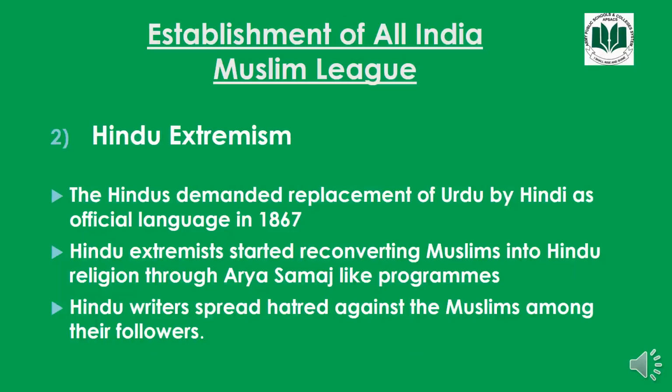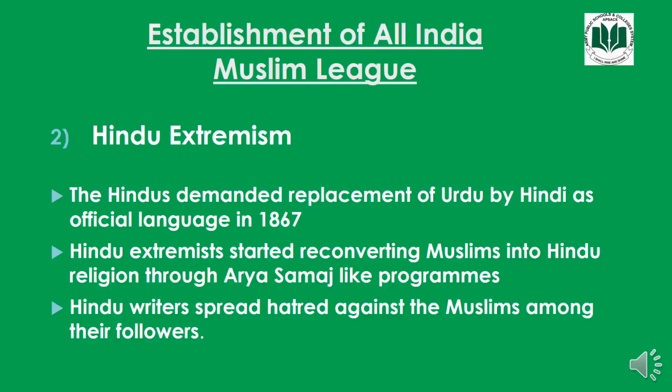The second point of the background of the establishment of All India Muslim League is Hindu extremism. The Hindus demanded replacement of Urdu by Hindi as the official language in 1867. It is one of the famous events we have already discussed, the Urdu-Hindi controversy at Banaras, 1867. During these riots, a number of people were also killed and injured.